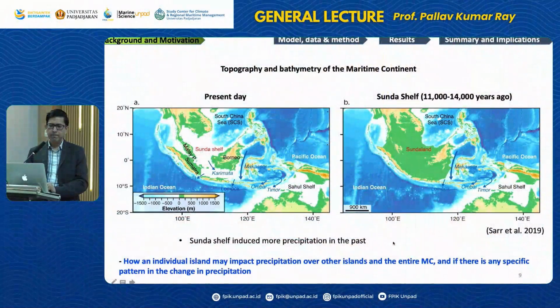Or if one of the islands were inundated, then how it will actually influence other islands. So the question that I'm going to ask is how an individual island may impact precipitation over other islands and the entire maritime continent, and if there is any specific pattern in the change in precipitation. And you will see what I mean by that.